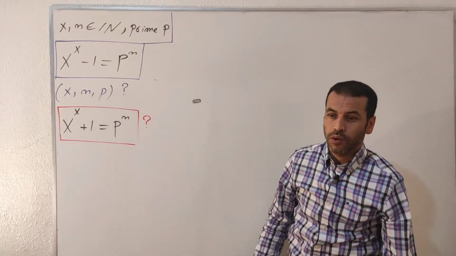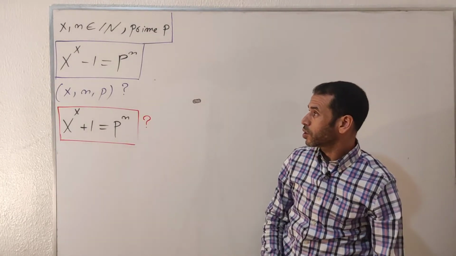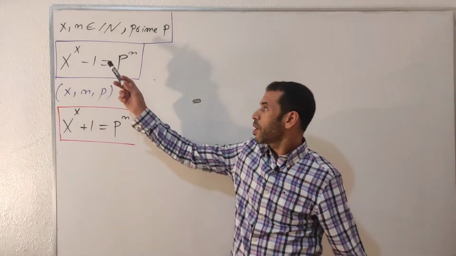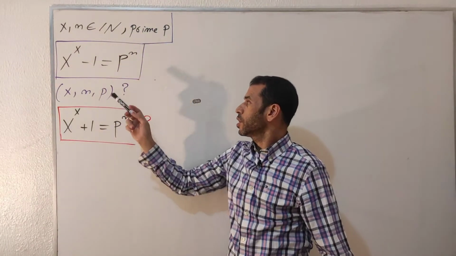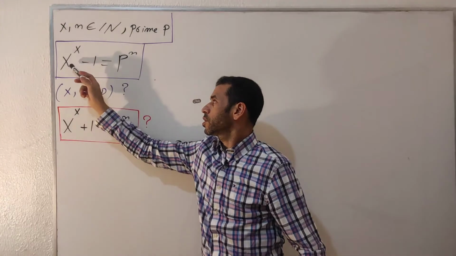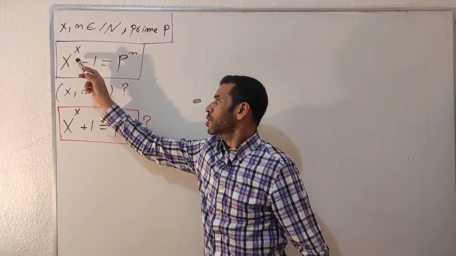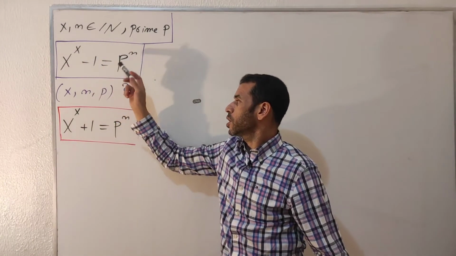In today's video, I have brought you a very nice problem. Here is the following statement. We have for all x and n as natural numbers associated with a prime p. Here is the first problem. Satisfy this equation: x to the x minus 1 equals p to the n.